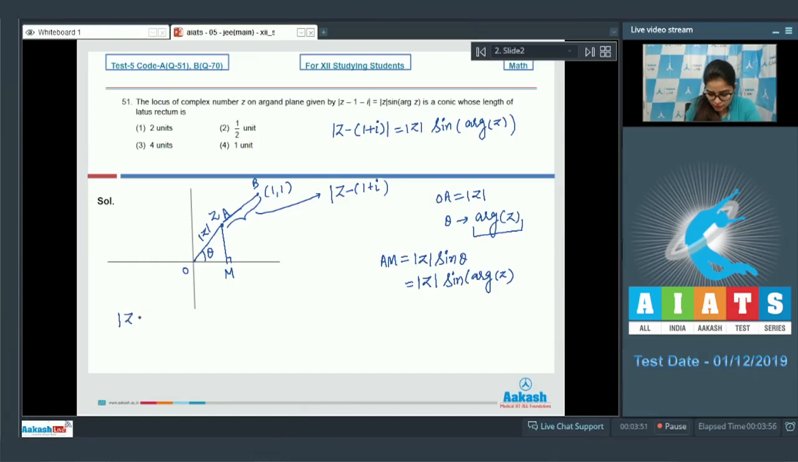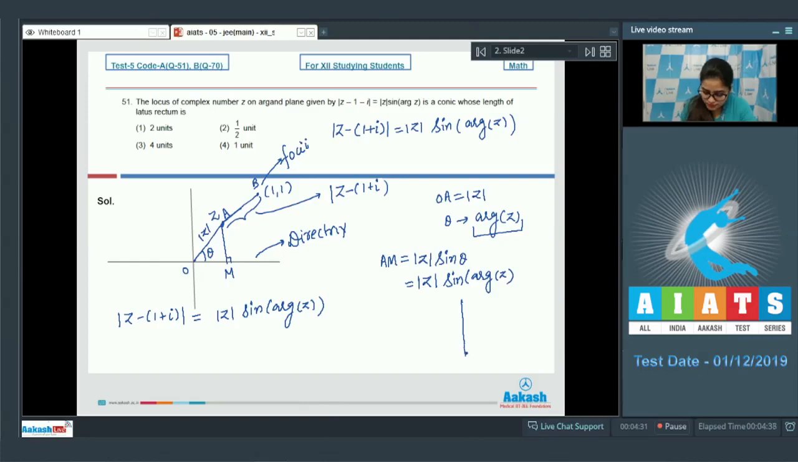So this is given: |z − 1 − i| is equal to |z| sin(arg z). So basically the locus of z is a parabola, because a parabola is the locus where the distance from a fixed point and the distance from a line are always equal. So the locus of z is a parabola whose focus is (1, 1) and the x-axis is the directrix. Now the question is asking for the length of the latus rectum.